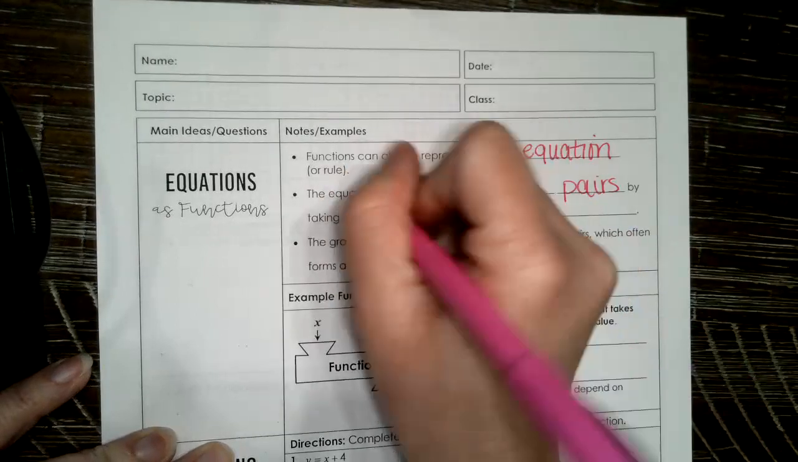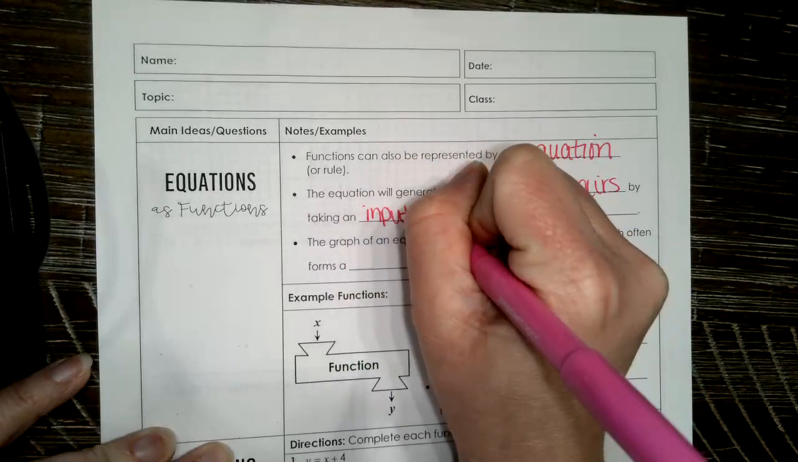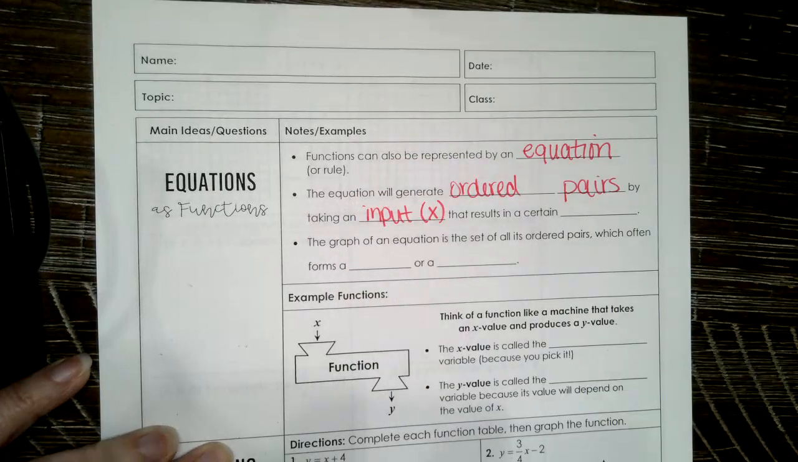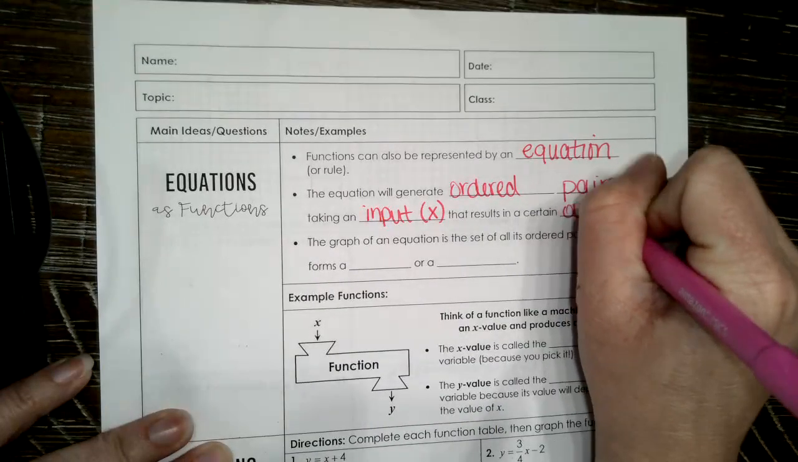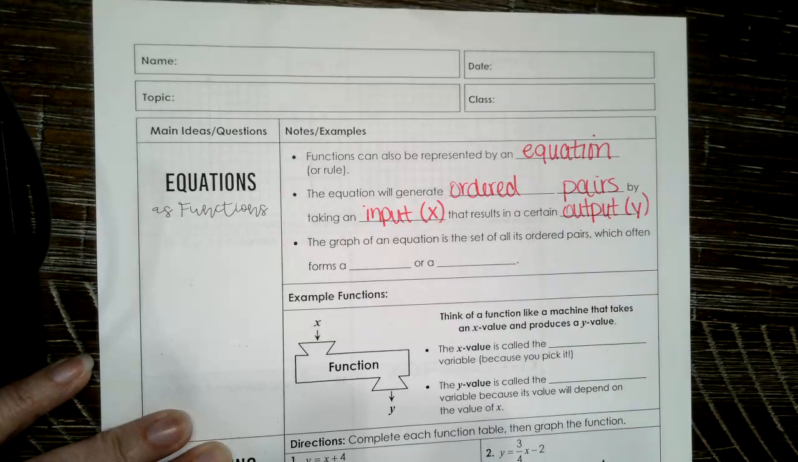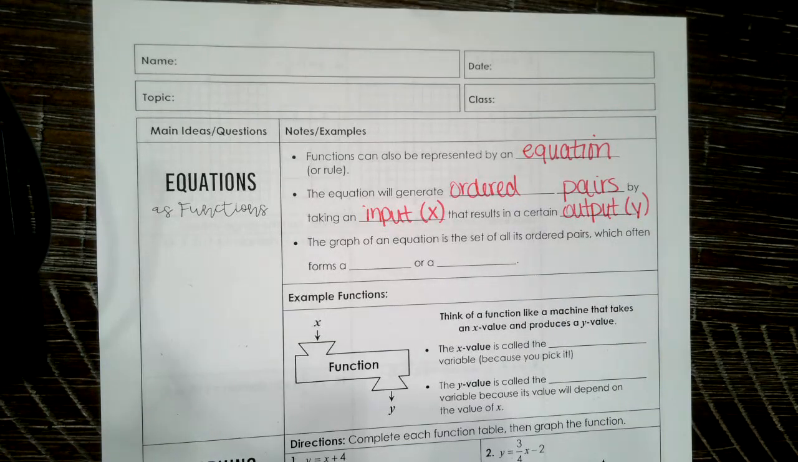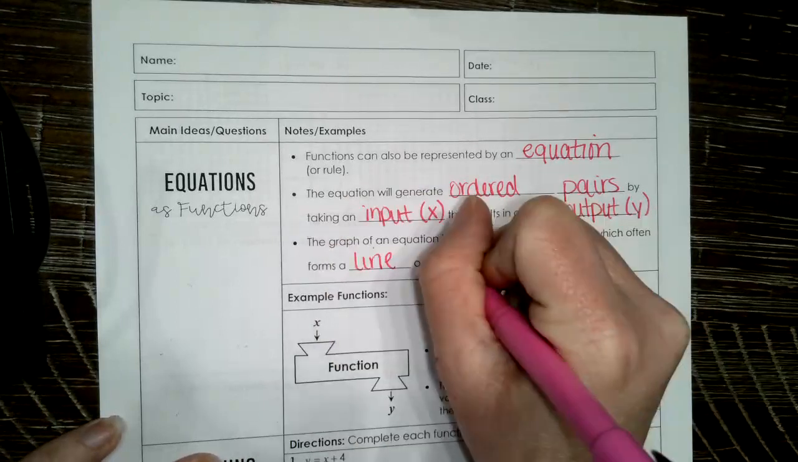By taking an input value, and remember input is the x value, that results in a certain output. Remember, the output is your y value. Also remember the graph of an equation is a set of all of its ordered pairs, which often forms either a line or a curve.